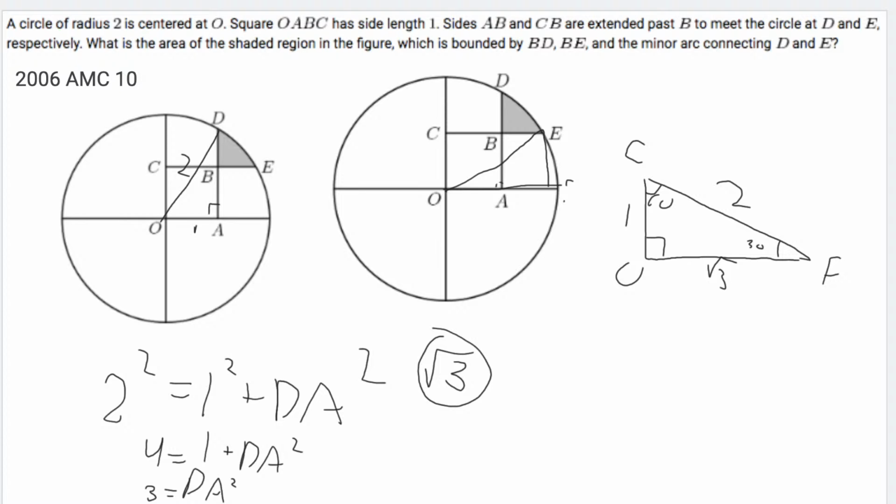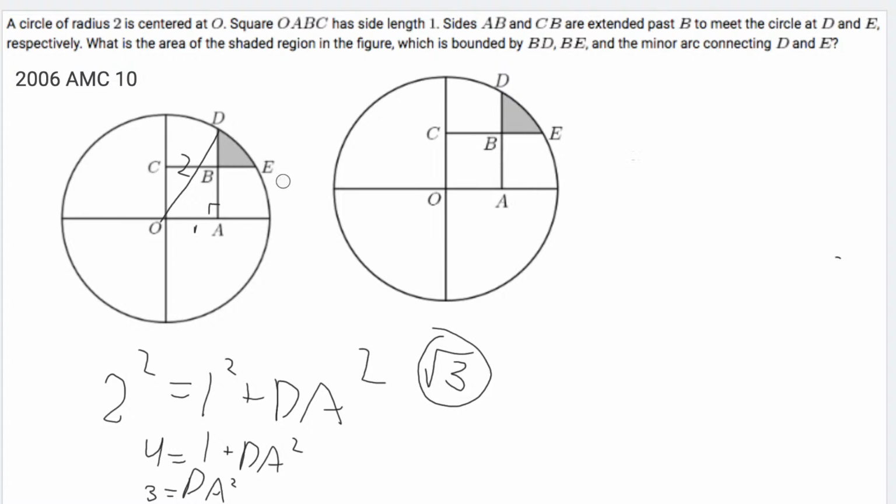So, we know that the whole height of DA is just the square root of 3. I'm going to redraw this so it's a bit cleaner. So we know DA is the square root of 3, and we know BA is 1. So what is DB? It's just square root of 3 minus 1. Now we're going to connect DO and EO. And this side length is 2 because that's the radius, and this is 2. So I'm going to give you guys like 1 minute to solve this problem.